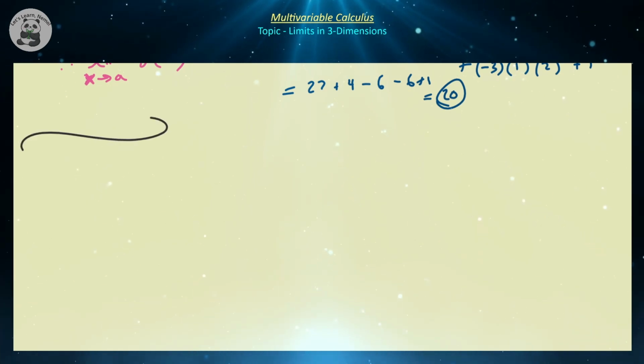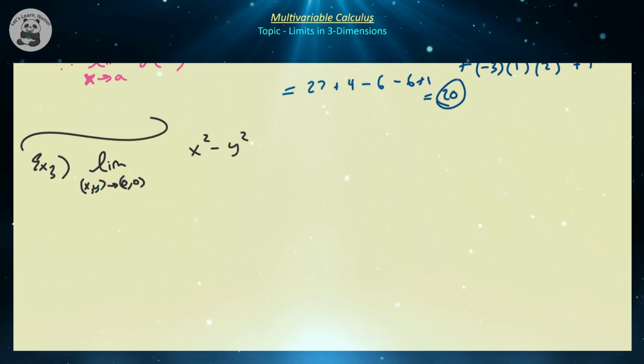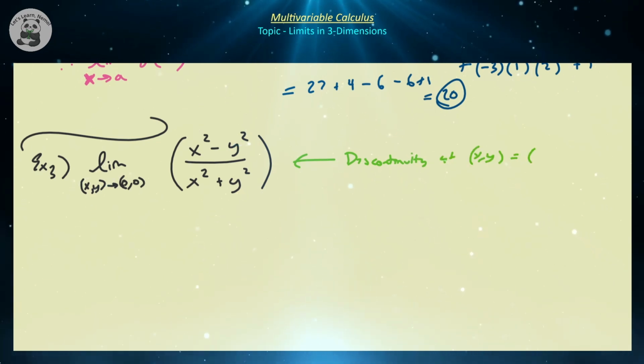Now let's look at another example where it's not as trivial. Let's consider the limit as (x, y) goes to (0, 0) of (x squared minus y squared) all over (x squared plus y squared). Now, this function obviously is not continuous at the origin, therefore we have a discontinuity at (x, y) equals (0, 0). So we can't just plug it in.